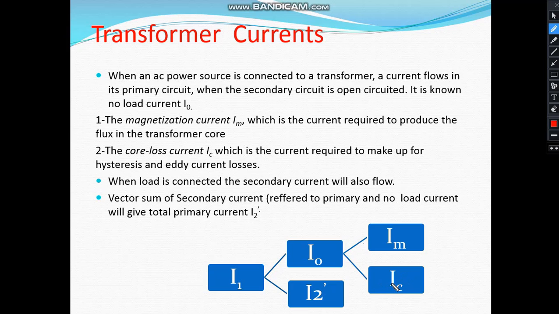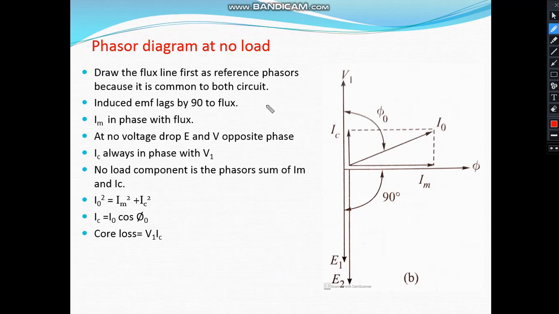What is the relation between IC, IM, I0, I2 dash, and I1? So for this purpose we have the phasor diagram. The phasor diagram is to establish the relations between the voltage and current in the different parts of the transformer. Okay, and I'm at no load.